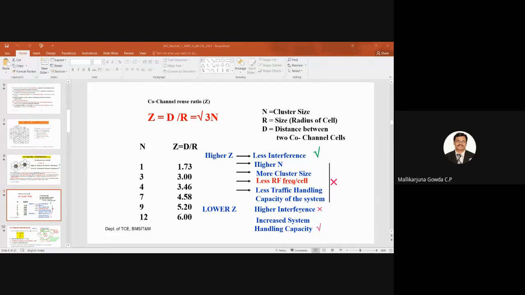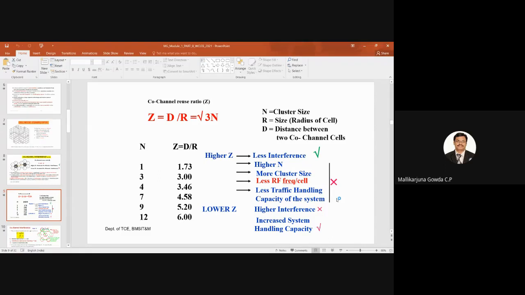But when the value of N is small, what happens? More RF frequencies per cell are available. With that, I can say there will be increased system handling capacity, which is desirable. So here there is a conflict. To make the frequency reuse as efficient as possible, I need to have a sufficient distance between the co-channel cells. Then only I can avoid the co-channel interference.